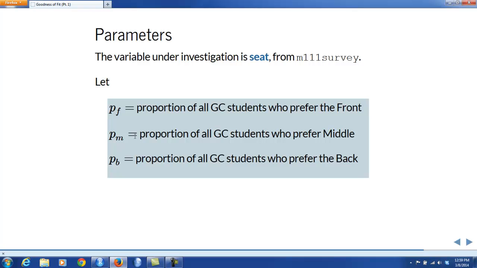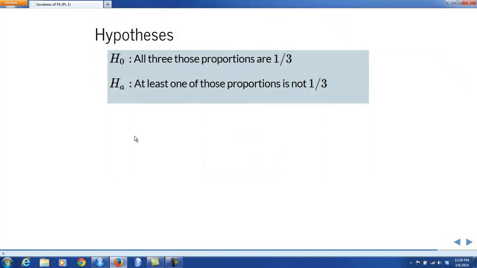Again, since we don't have access to the entire population, we don't know the value of any of these 3 proportions. But the hypotheses have opinions about them. The null hypothesis in this case is that all 3 of these proportions are 1 divided by 3. On the other hand, if you think that people are not equally split in their preferences between the 3 possible seating positions, then you would think that at least one of these proportions is not 1/3, and you would be a supporter of the alternative hypothesis.